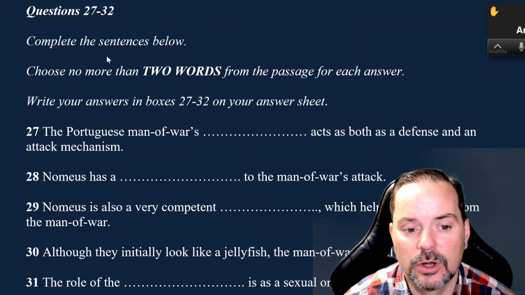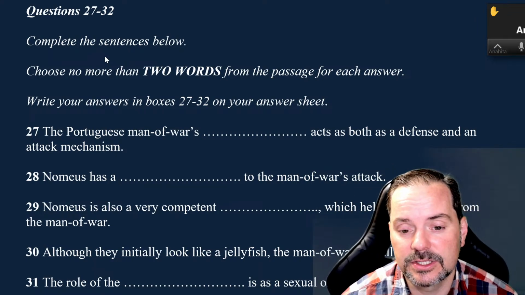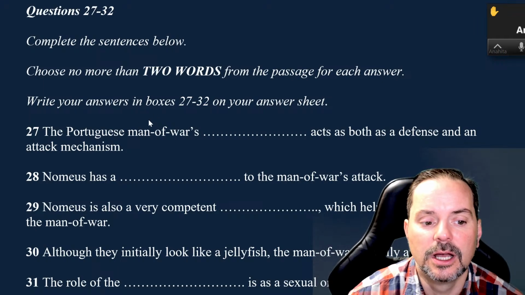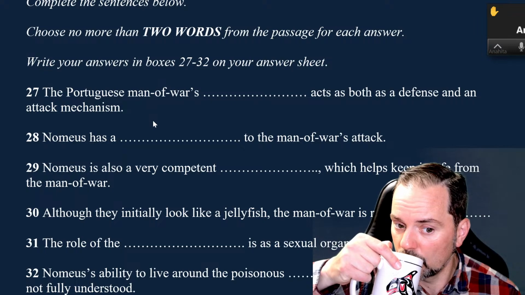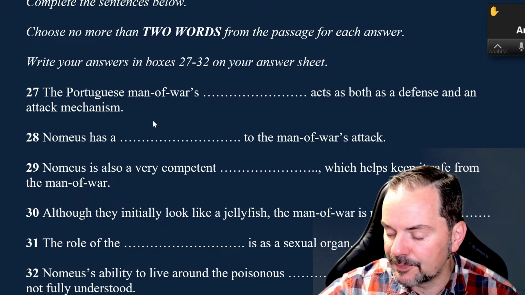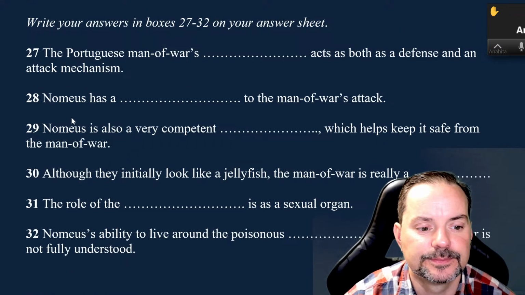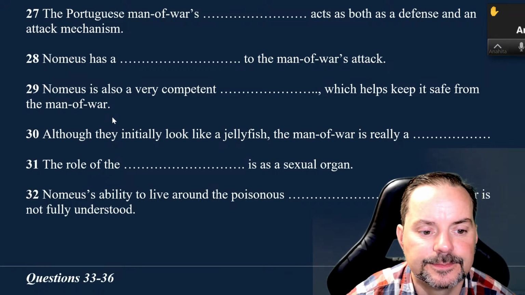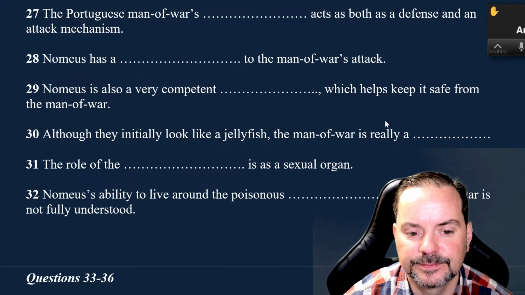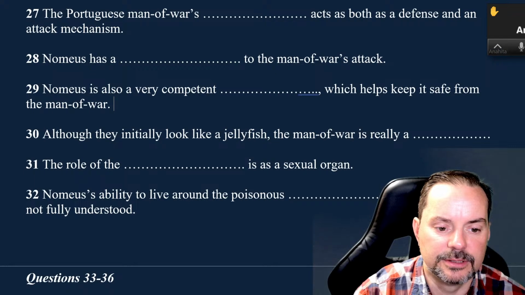Complete the sentences below. Completing sentences are good to read because all of this information will be paraphrased somewhere in the passage, so it will be stated. So go ahead and read these, please, Anahita. Okay, 27. The Portuguese man of war, something acts as a boat, defends an attack mechanism. Okay. 28. Nomius has a something to the man of war's attack. 29. Nomius is also a very competent something which helps keep it safe from man of war. Okay, before you go on, Anahita, what does the word competent mean?